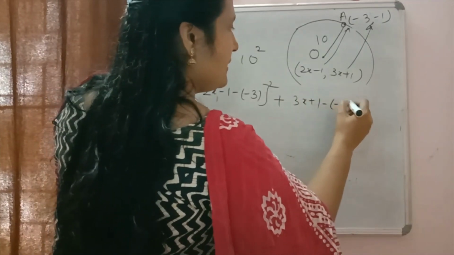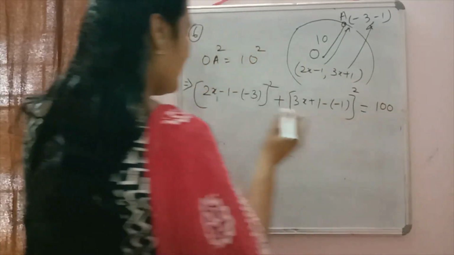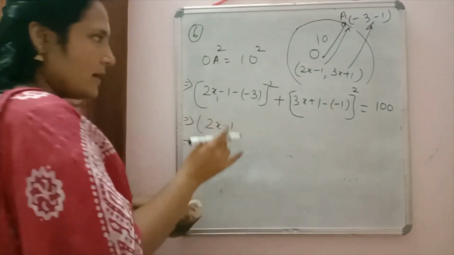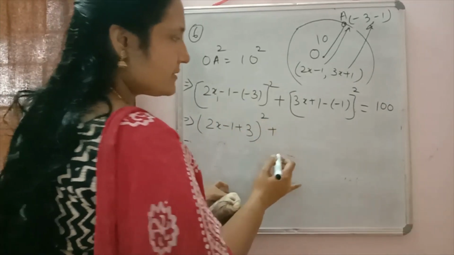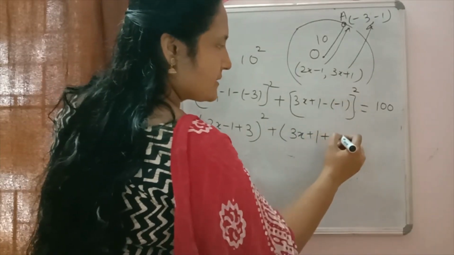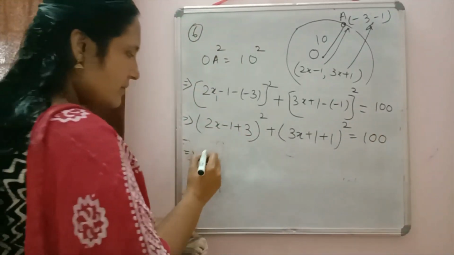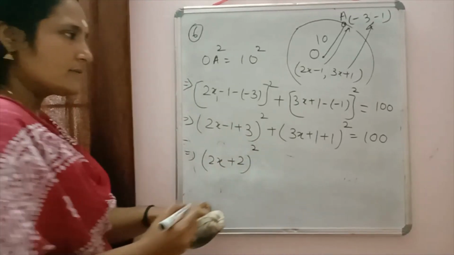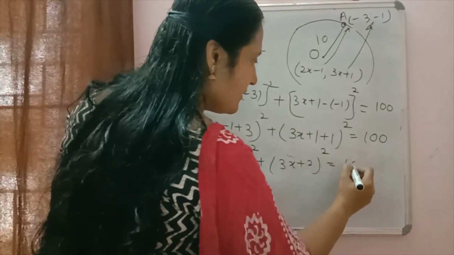minus 1 the whole square, equal to 10 square, which is 100. So here we are getting 2x minus 1, minus into minus will be plus 3 the whole square, plus 3x plus 1, minus into minus plus 1 the whole square is equal to 100. So we are getting 2x, 3 minus 1 is equal to 2, so 2x plus 2 the whole square plus 3x plus 2 the whole square is equal to 100.